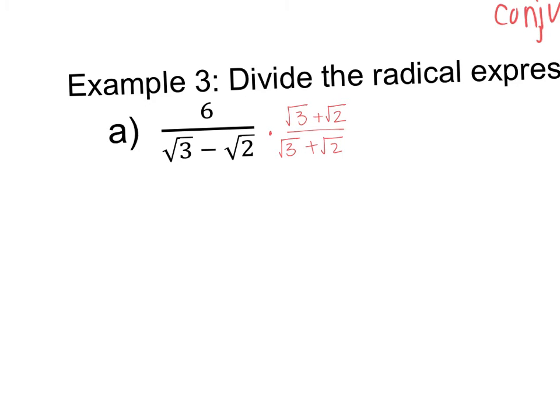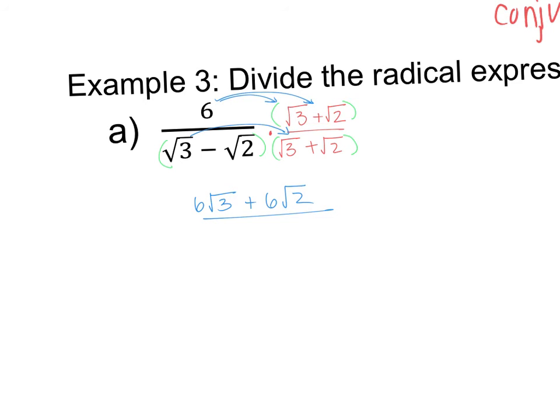And then from here, I'm going to need to FOIL this out. However you do it, let me put this in parentheses to make this a little bit easier. So I'm going to multiply the 6 with the top. Basically, I'm going to multiply it across. So 6 times square root of 3 is going to be 6 square root of 3. 6 times square root of 2 is going to be 6 square root of 2. So that's the top. Now I'm going to multiply the bottom and FOIL it out.